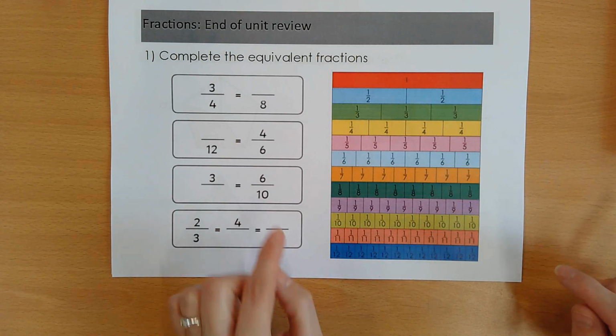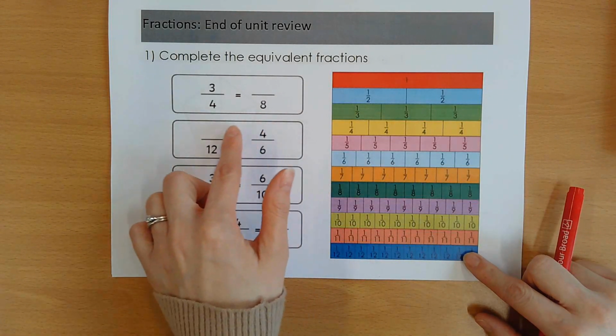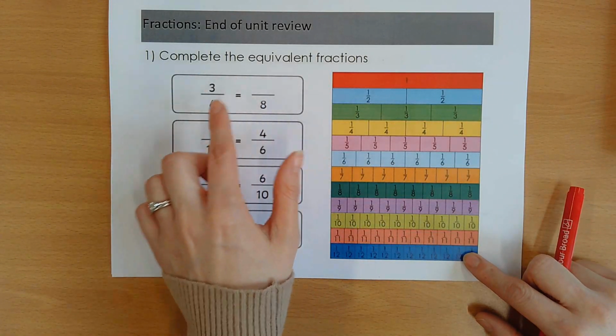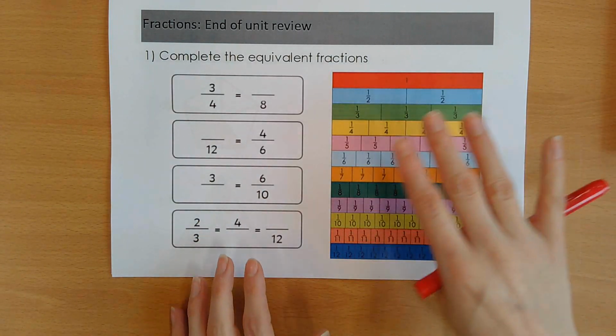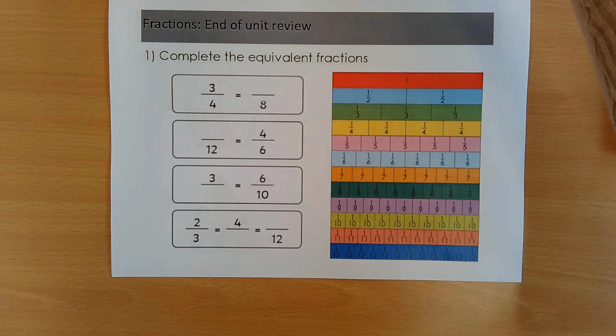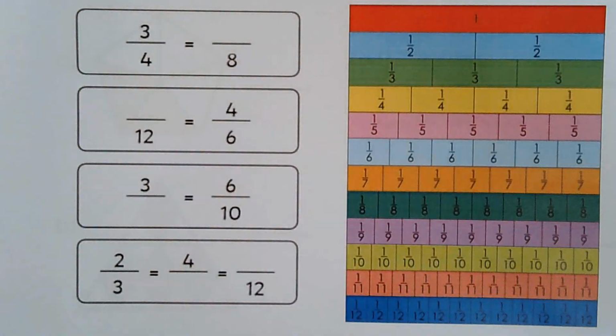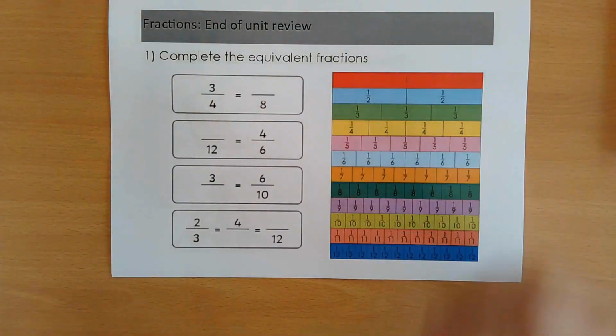So remember, when we're looking at equivalent fractions, we need to make sure the denominator and the numerator can be multiplied and divided by the same number. So you've got your fraction wall there to help you. So I'm just going to zoom in, you can see that a bit more clearly. So pause your video, have a go and come back when you're ready. Okay, let's have a look at the answers together.